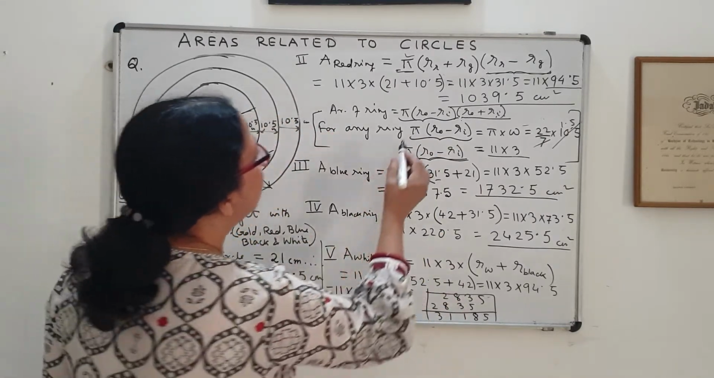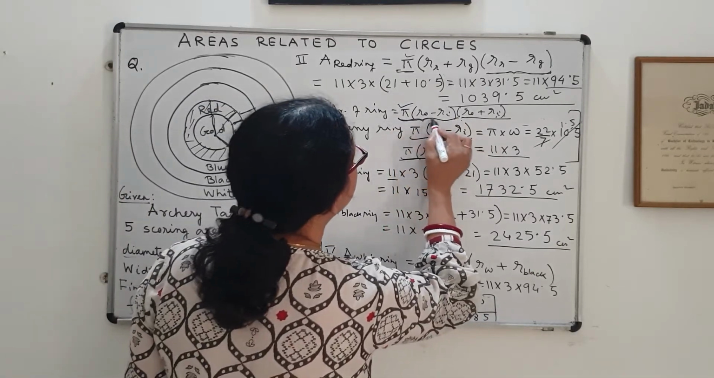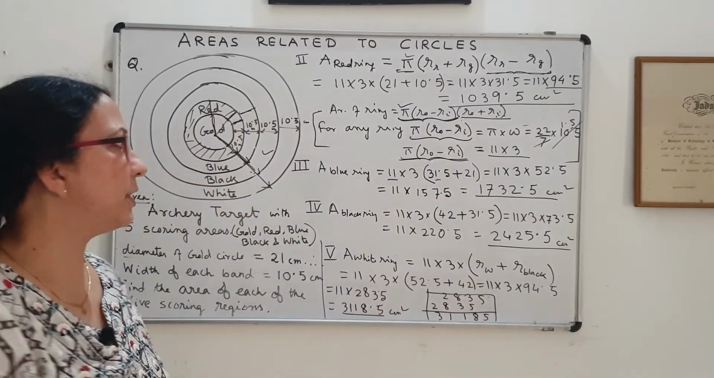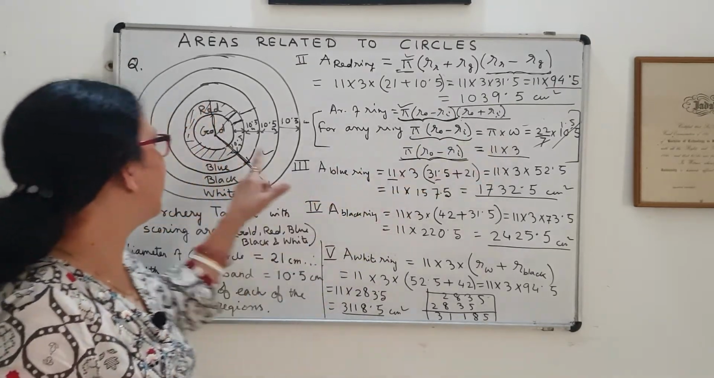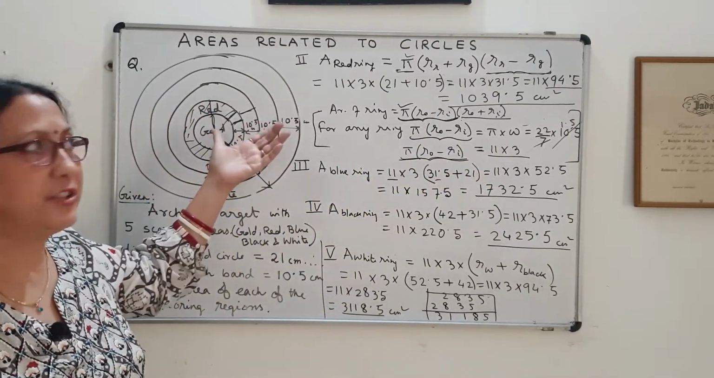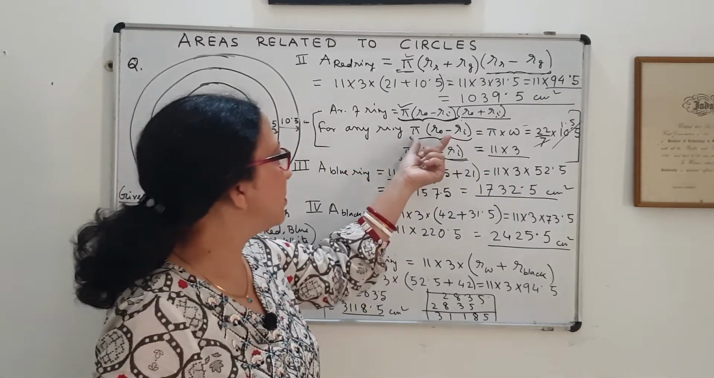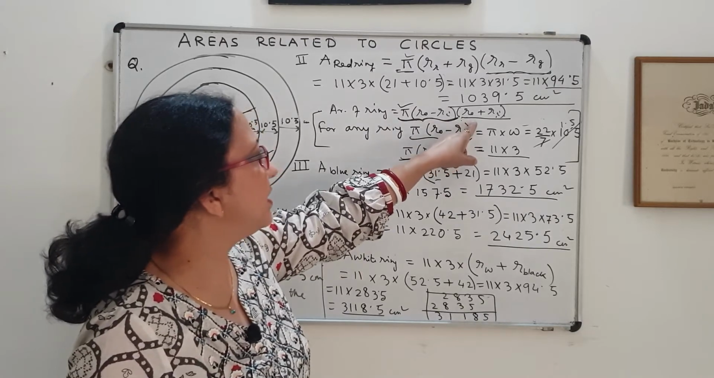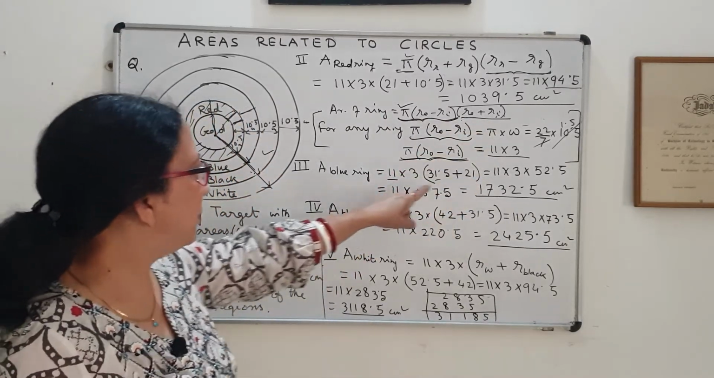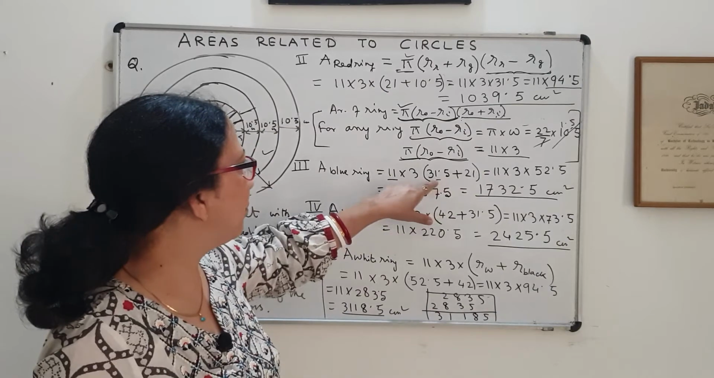Where I have observed that pi times this thing is the same for all the rings, because rho minus ri is nothing but the width, and that is fixed at 10.5 on each ring. So this much is constant. The only thing varying for the area of a ring is the sum of the outer radii plus inner radii, and that you have to write down. You have to be careful.